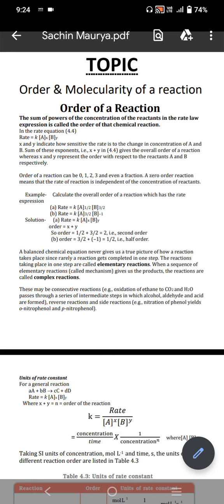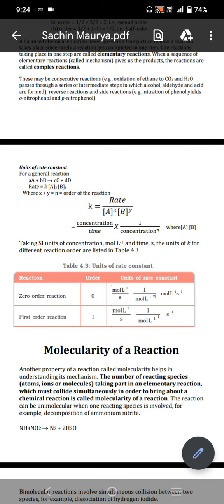Unit of rate constant. For zero order reactions, the unit of rate constant is mole liter inverse second inverse, and for first order reactions the unit of rate constant is second inverse.